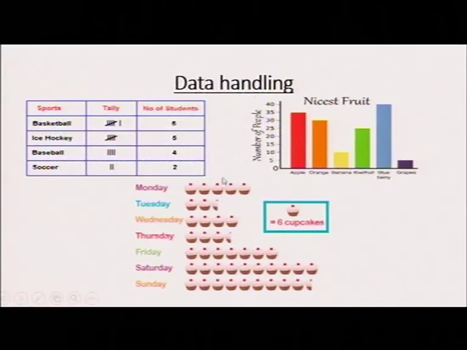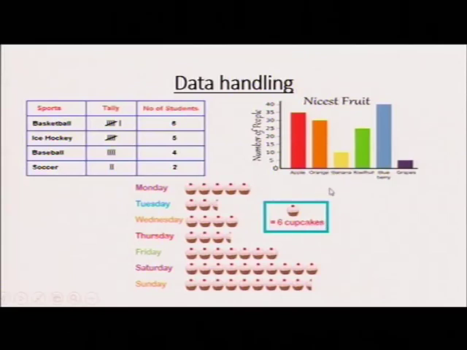Data handling. In data handling, you will either have a tally chart, a bar chart, or a pictogram. And all information is given on a chart. If it's a pictogram, we will usually find a key. And in this case, it tells us that 1 picture of a cupcake is equal to 6 cupcakes.